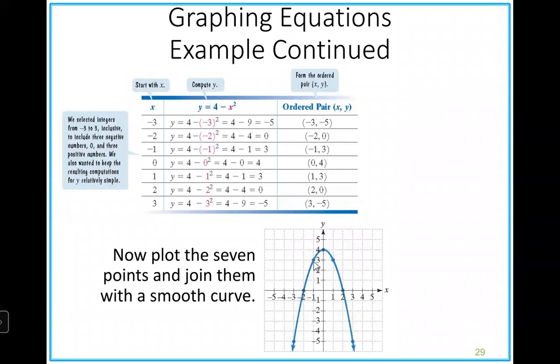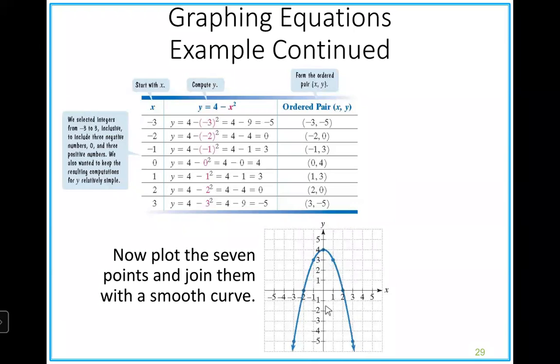-1, 3 was right here. Then 0, 4, then 1, 3, then 2, 0, then 3, -5. And so we use a pencil and just join the points. In this case, try to make it a smooth curve, as smooth a curve as you possibly can.